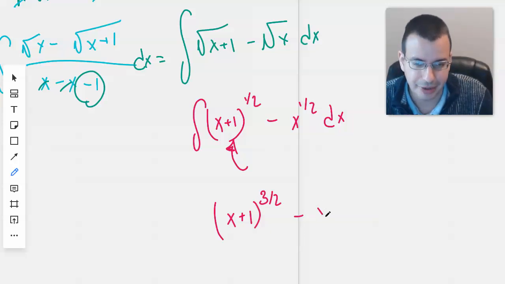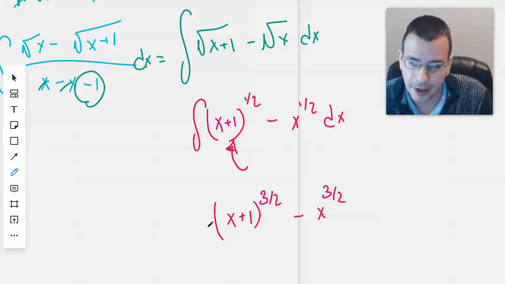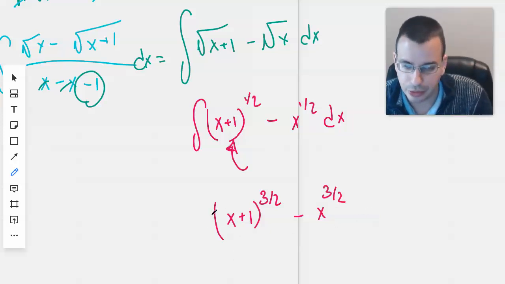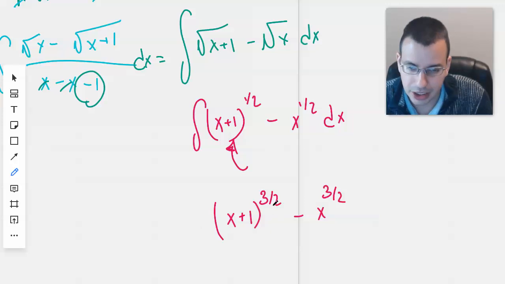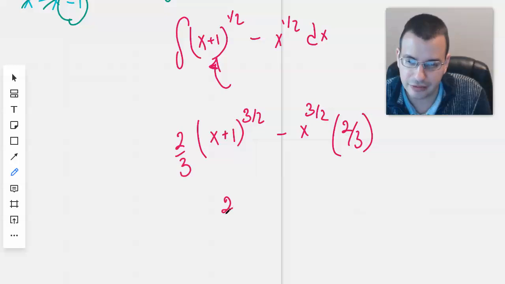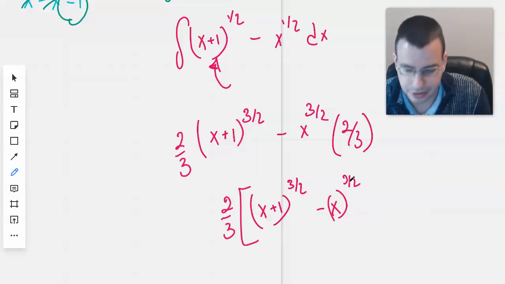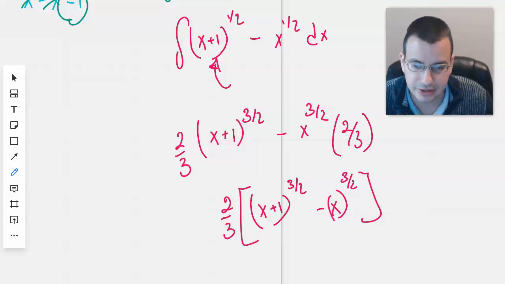This is what happens when I get ahead of myself. 1/2 plus 1 is 3/2. Then we multiply by the reciprocal, which is 2/3. We can factor out the 2/3, and we have 2/3 times the quantity x plus 1 to the 3/2 minus x to the 3/2.